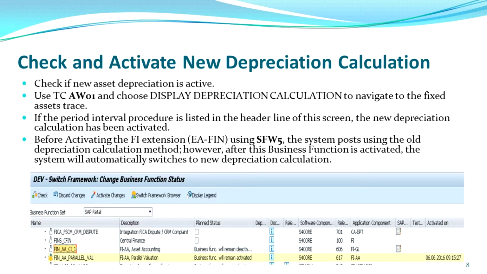How to check and activate new depreciation calculation? Check if new asset depreciation is active. Use transaction code AW01 and choose Display Depreciation Calculation to navigate to the fixed assets trace. If the period interval procedure is listed in the header line of the screen, the new depreciation calculation has been activated.